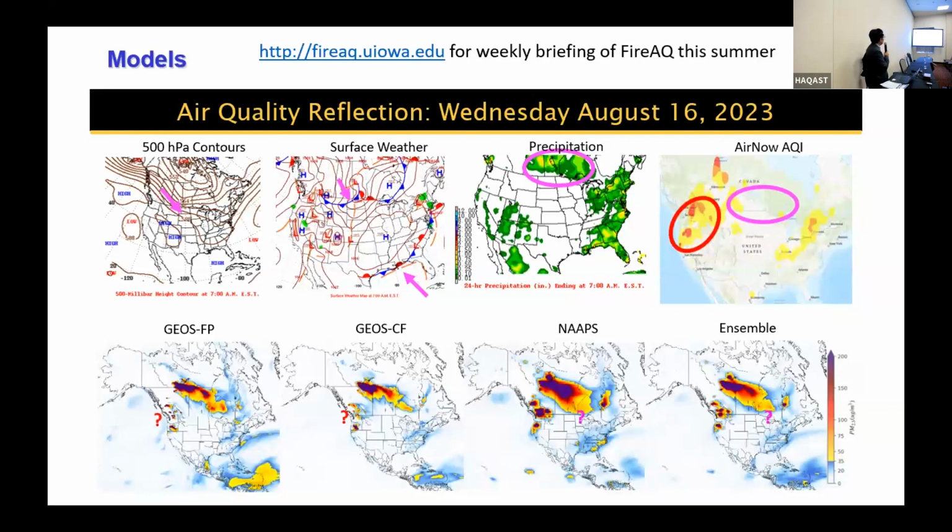What you can see here is that in the north central part of Canada, there is a very deep trough, and that leads to a lot of precipitation near the border with the U.S. And when you look at the air quality, you can find over that region, the air quality is very clean. However, at the bottom, you see all the model predictions from GSFP, GLCF, NAPS model, and including the ensemble, where we basically take the average of 3 models.